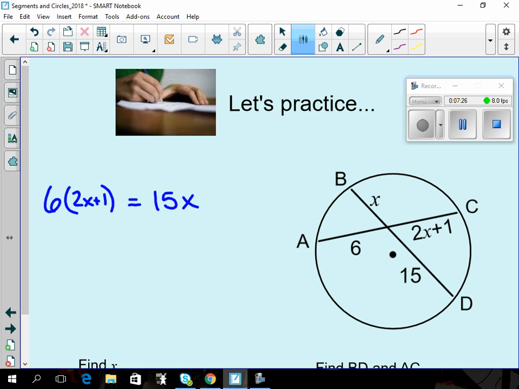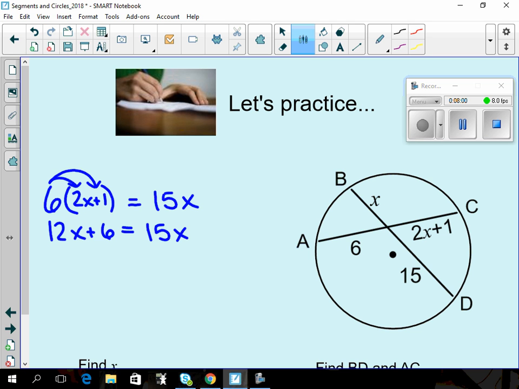I've got parentheses because I have a binomial. Remember a binomial from last year? How do I solve this? What's the step? What's the word? I thought I heard it. Distribute, right? So I'm going to distribute the 6. I don't have fractions to get rid of, so I don't have to multiply to get rid of the fractions like we did last class. So I have 12x plus 6. Don't forget to distribute the 6 to both. And then we have 15x.